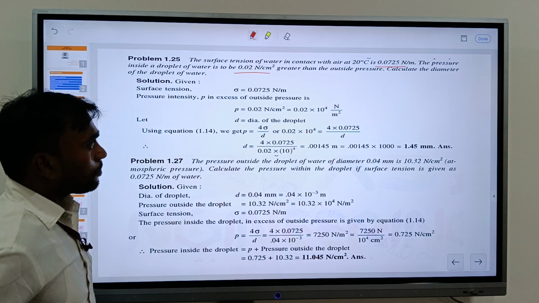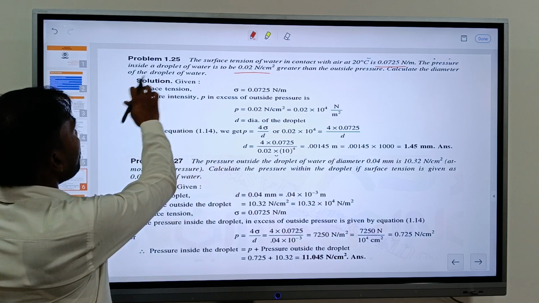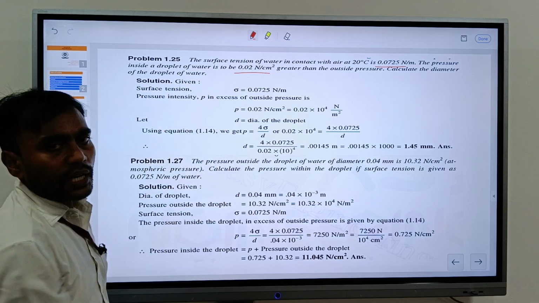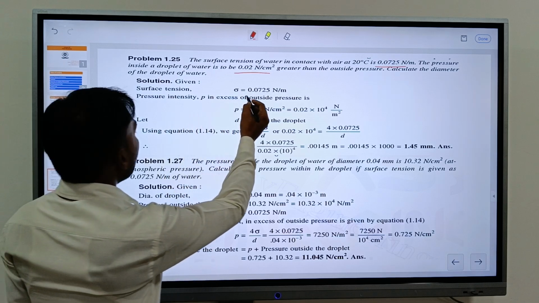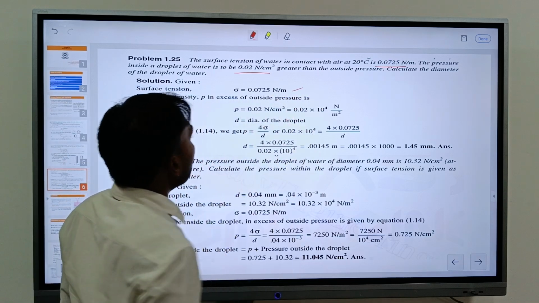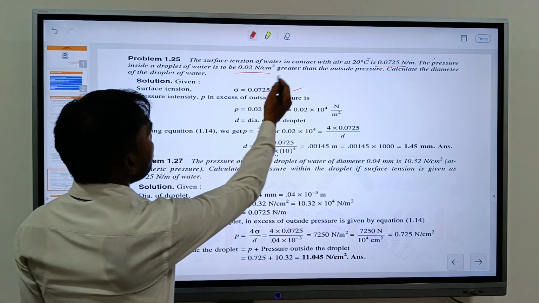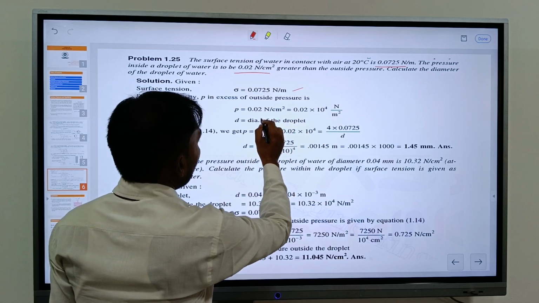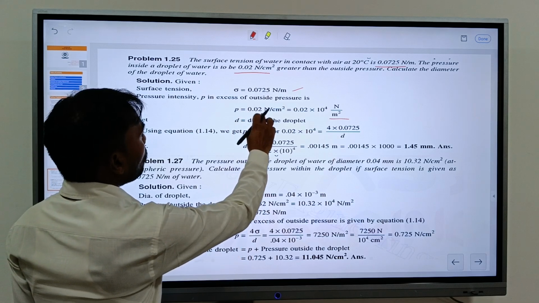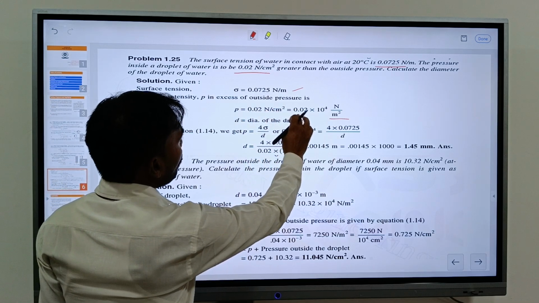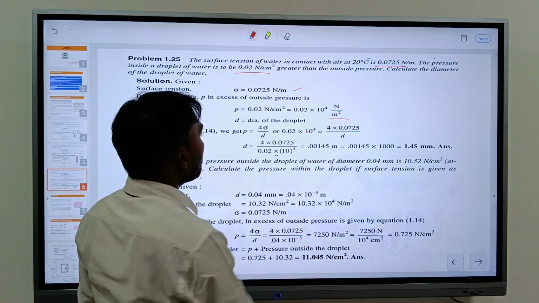Now we have to calculate the diameter of a droplet of water. The given data is already mentioned here. Sigma is equal to 0.0725 Newton per meter and pressure intensity is given in CGS system. So first of all, let us convert into SI system. So 0.02 Newton per centimeter square equals 0.02 into 10 raised to power 4 Newton per meter square.